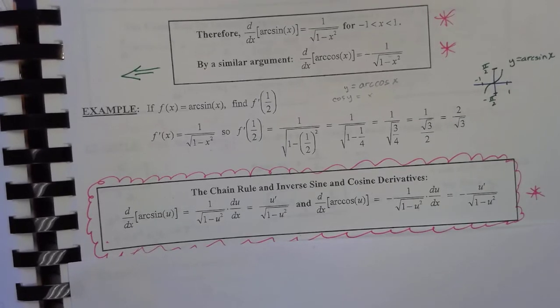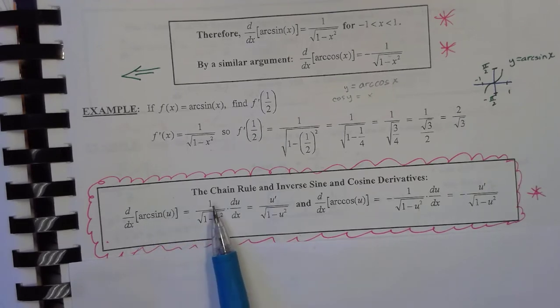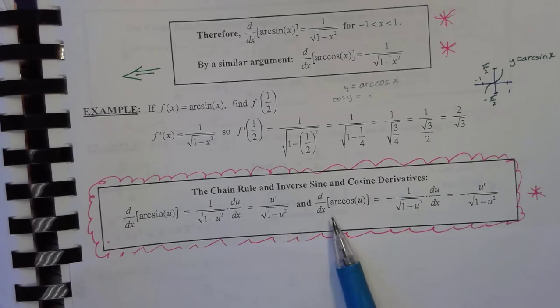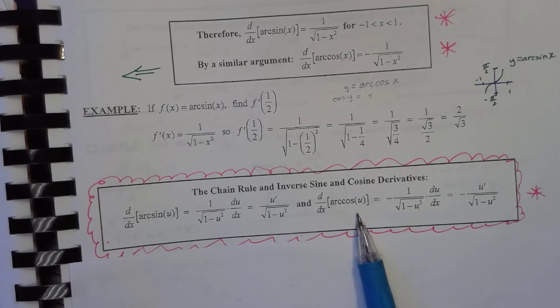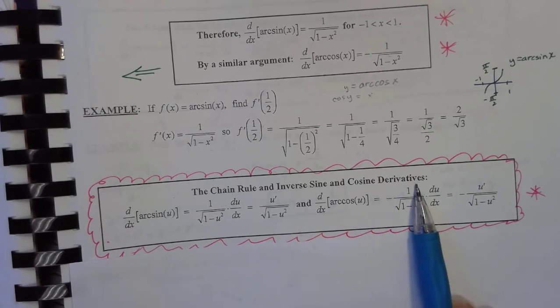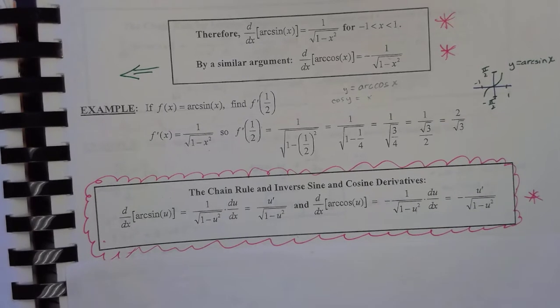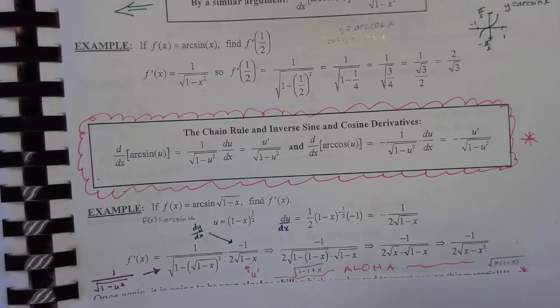Remember that the chain rule also applies. So the derivative of the angle whose sine is u is 1 over the square root of 1 minus u squared times du/dx, or u prime over the square root of 1 minus u squared. The derivative with respect to x of arc cosine u is the negative of 1 over the square root of 1 minus u squared times du/dx, or negative u prime over the square root of 1 minus u squared. You need to know these formulas.